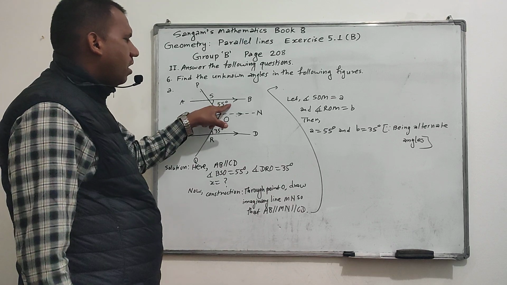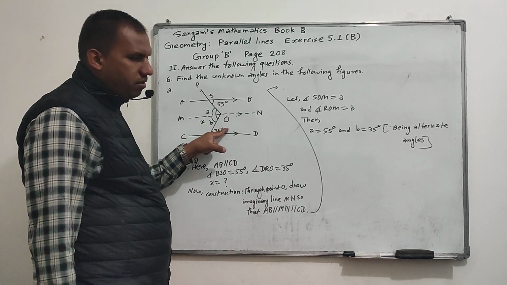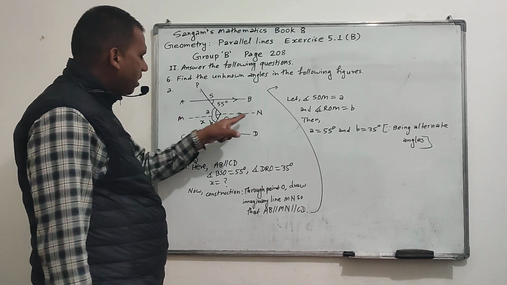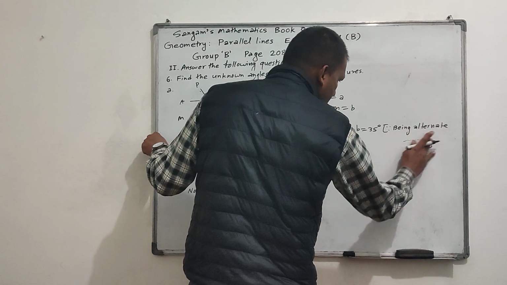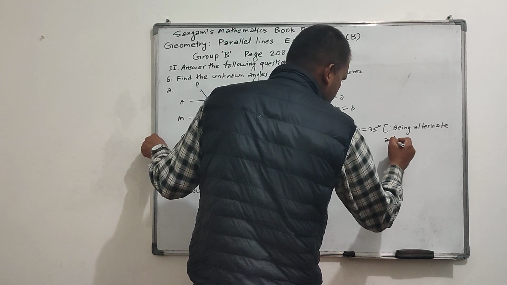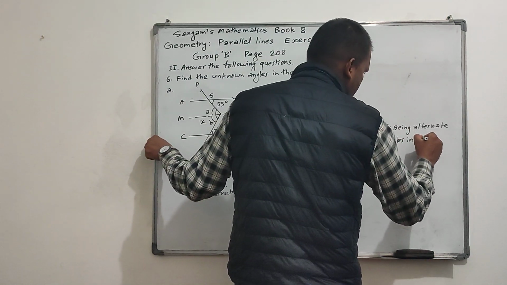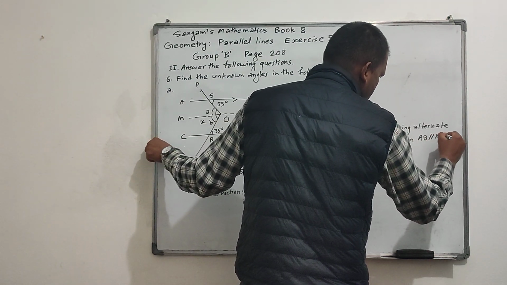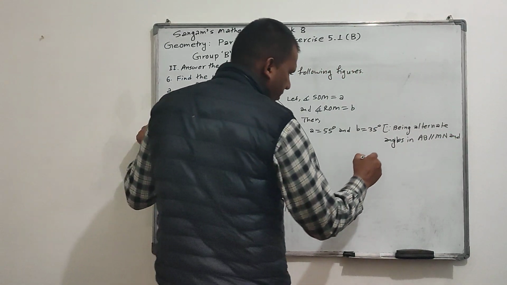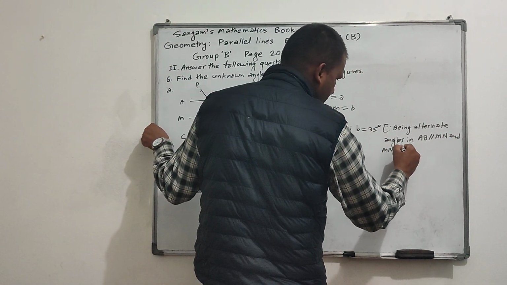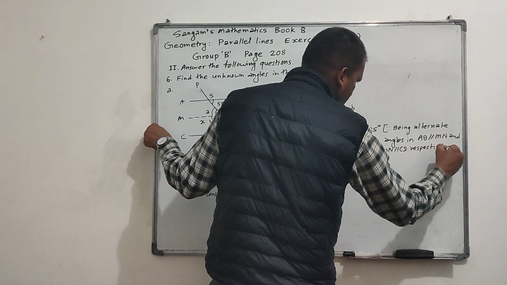A and 55 are alternate angles in AB parallel to MN, and B and 35 are also alternate angles in MN parallel to CD. So, being alternate angles in AB parallel MN and MN parallel CD respectively.